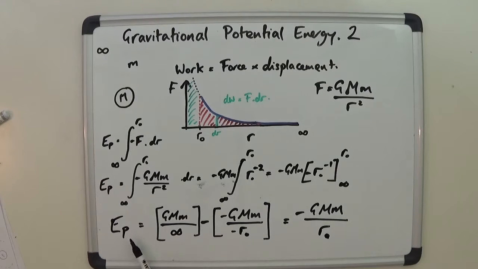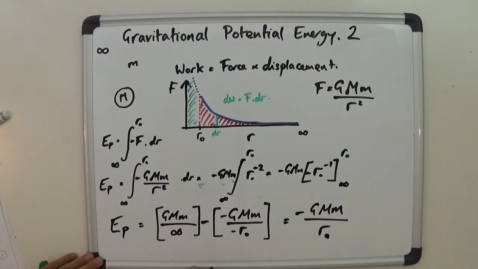So the potential energy of any object in a gravitational field is equal to the universal gravitational constant times the mass of the big object times the mass of your little object that you're looking at, divided by the separation between the two. And it's a negative value every single time. That is the equation for the gravitational potential energy.